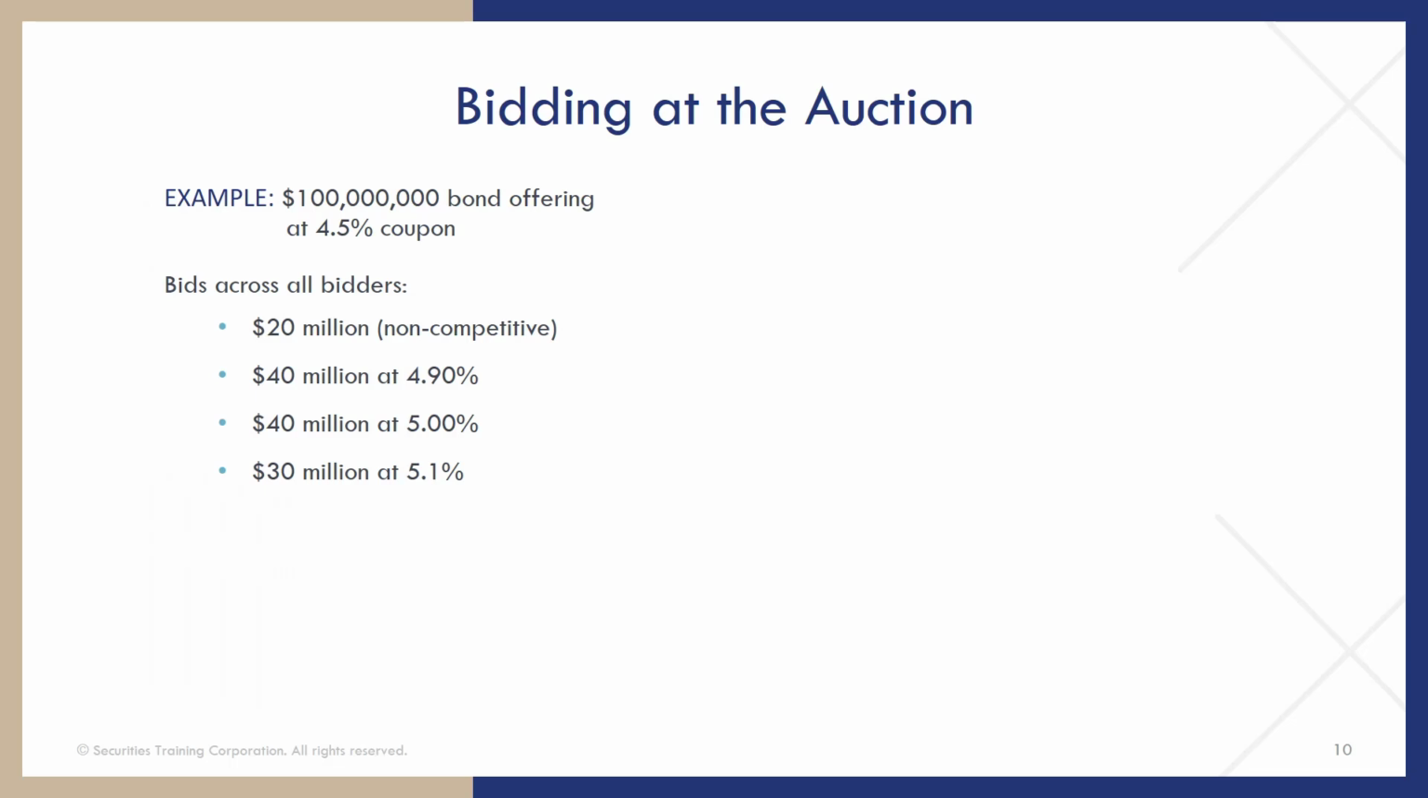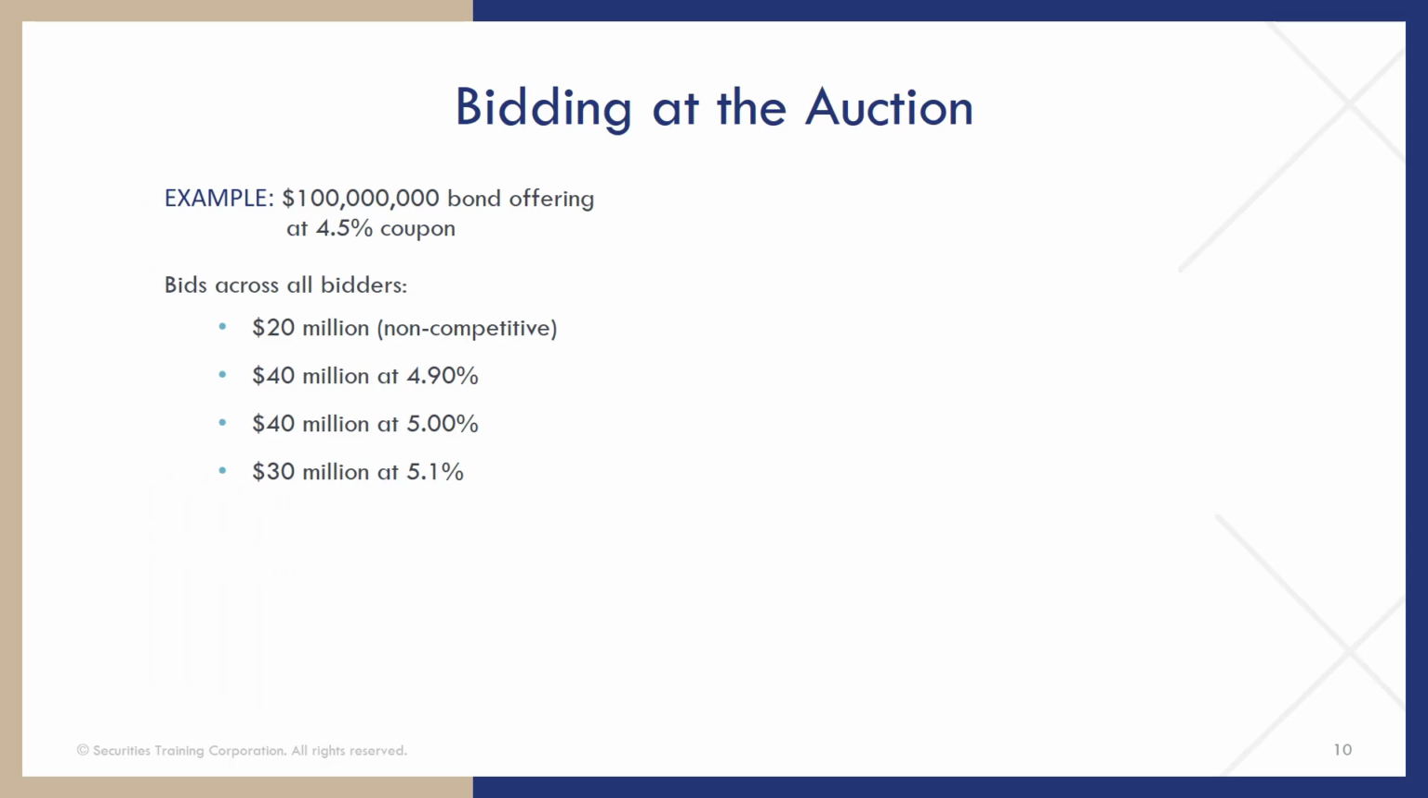The government wants to sell to whoever was willing to accept the lowest yield, or in other words, pay the highest price for the bonds. So at a yield of 4.90, they can sell another $40 million worth of the bonds. But they're auctioning off $100 million worth of bonds, so 40 plus 20 is only $60 million. They have to go to the next best bid, where at a yield of 5%, a slightly lower price, they can sell another $40 million, which completes the $100 million auction.